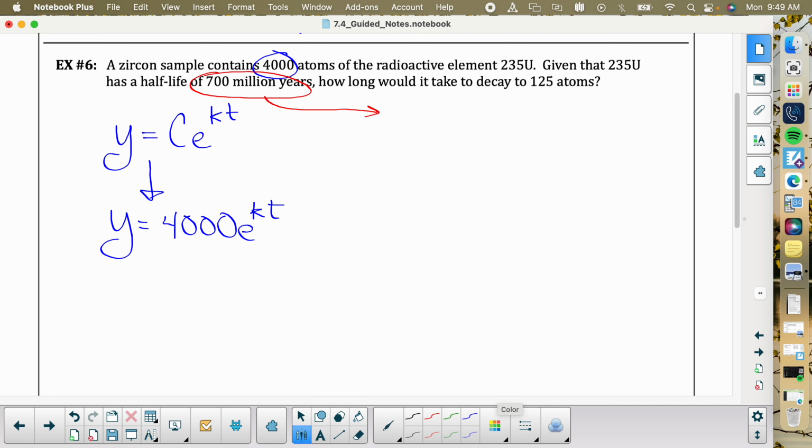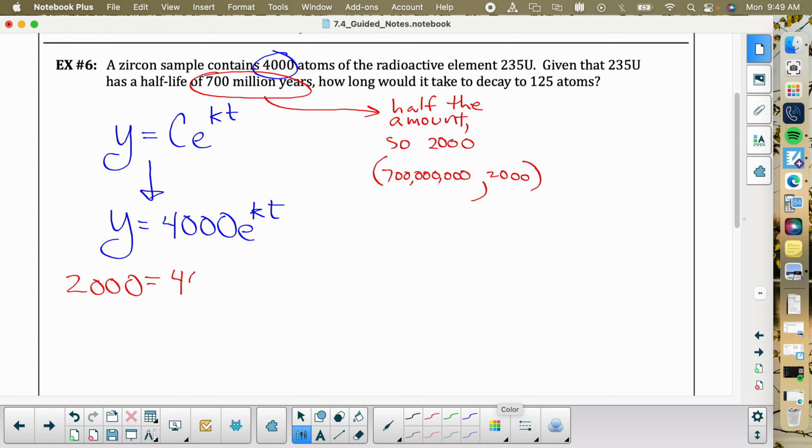When it tells you it's half-life, that means you have half the amount that you started with. So we started with 4,000. When we start with 4,000, half of the amount would be 2,000. So it's telling us the point, 700 million, which is absolutely annoying to write that many zeros, 2,000 would be the amount. So it gives us a time and an amount, which is the two pieces of info we needed. So we can put that info in here.